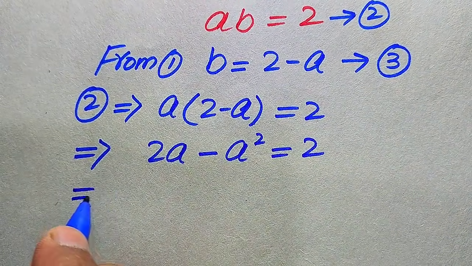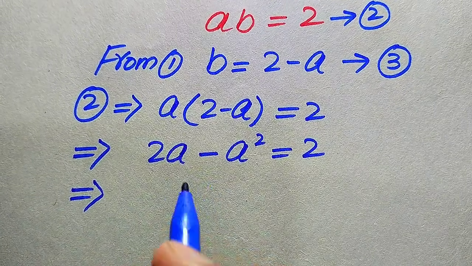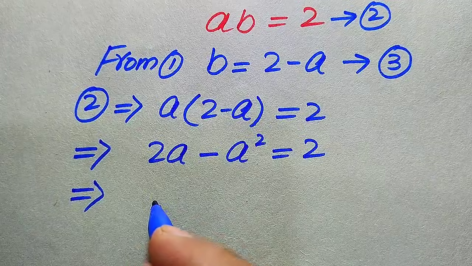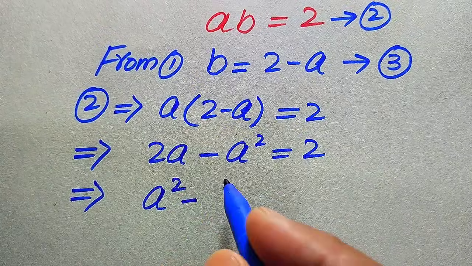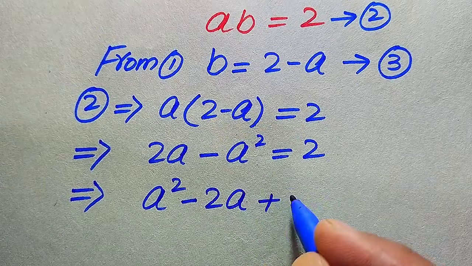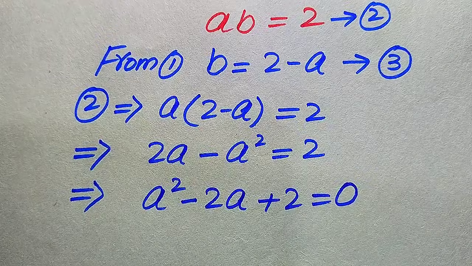And now further in the next step we need more simplifications, and we move these two terms from left hand side to the right hand side, and it becomes this is -a². When we move it into the right hand side it becomes +a², and this is +2a. When we move it into the right hand side it becomes -2a, and this is +2, and this whole equation is equal to 0.